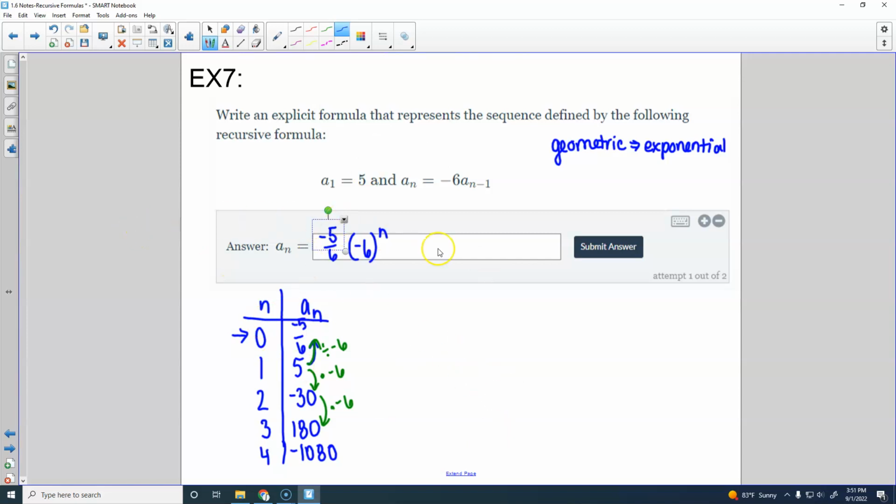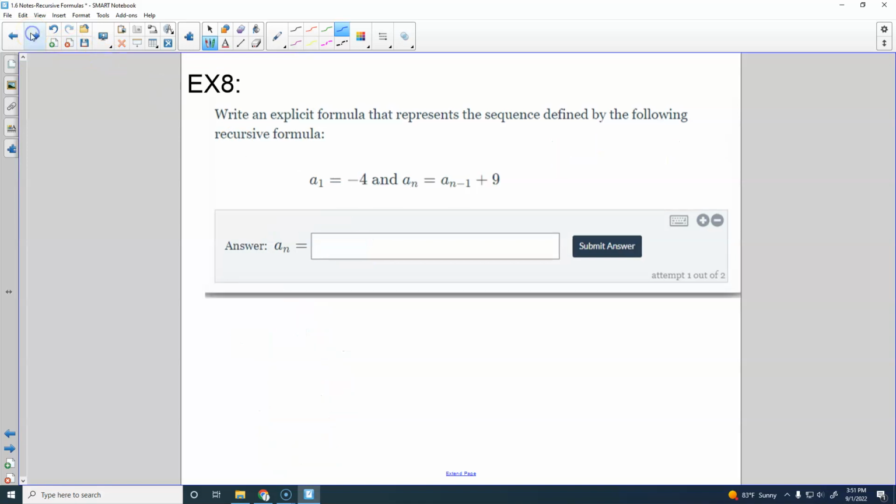Okay. And you can always check this just by graphing this in Desmos or something and seeing if you're getting those same values. Our last one we're going to look at is asking us to do the same thing that was on the last problem. We're going from the recursive formula to the explicit formula. And this time we have an arithmetic sequence because we're adding 9 each time.